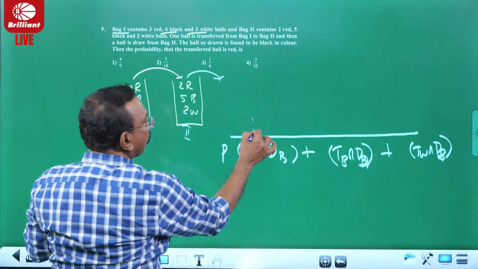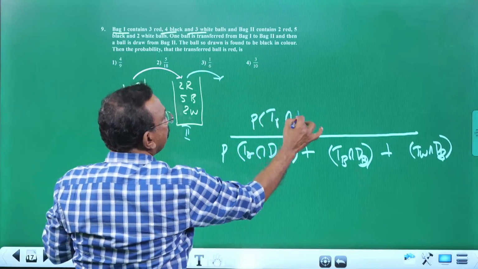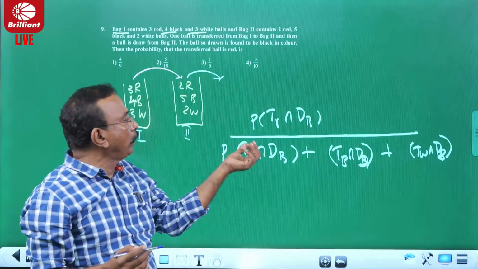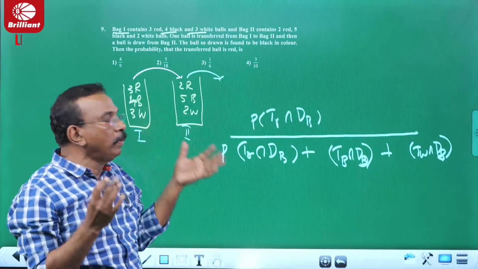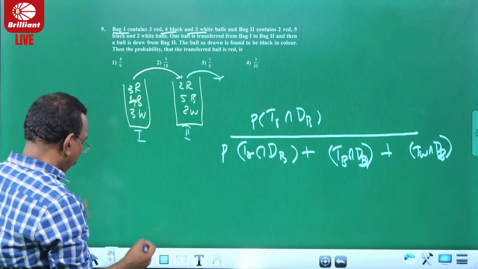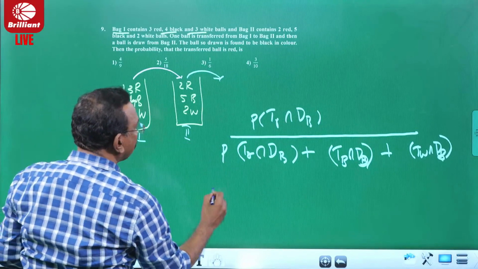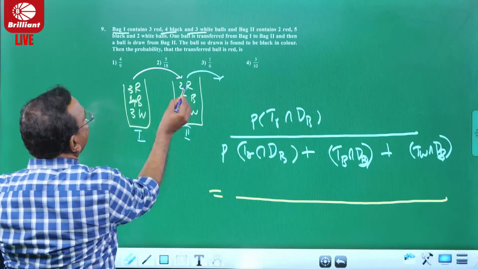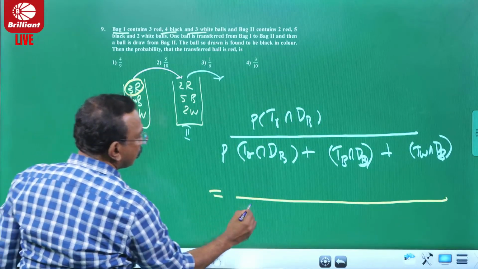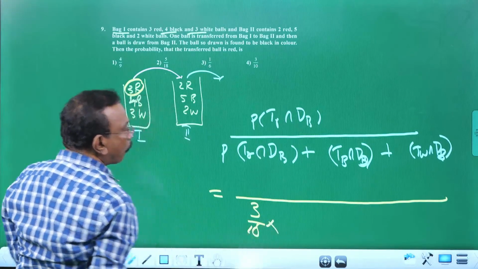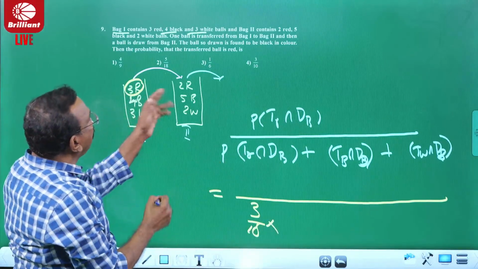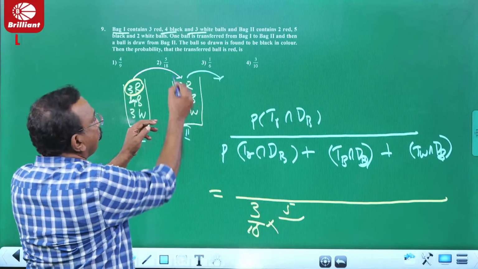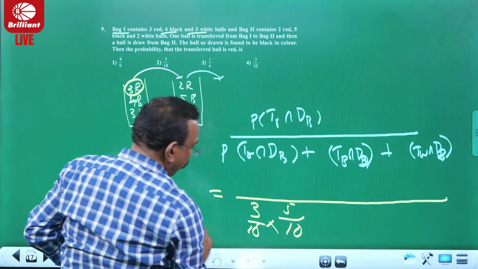Among them, this is the requirement, that is P of T R intersection D, because the drawn ball is seen to be black and you want to find the probability of the transferred ball. That means it is probability on probability, and we can get back to the answer in this form. Here, how we can transfer the ball: 3 balls out of this 10, that is 3 by 10 is the probability of transferring the ball, and then the drawn ball should be black. That is 5 out of 10, since one ball is transferred. It is this 5 by 10.